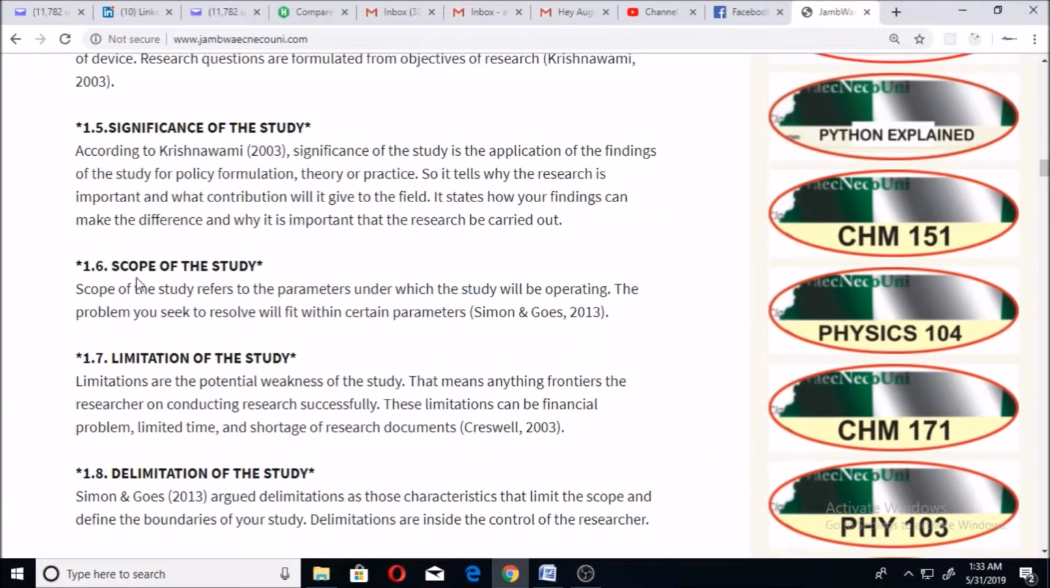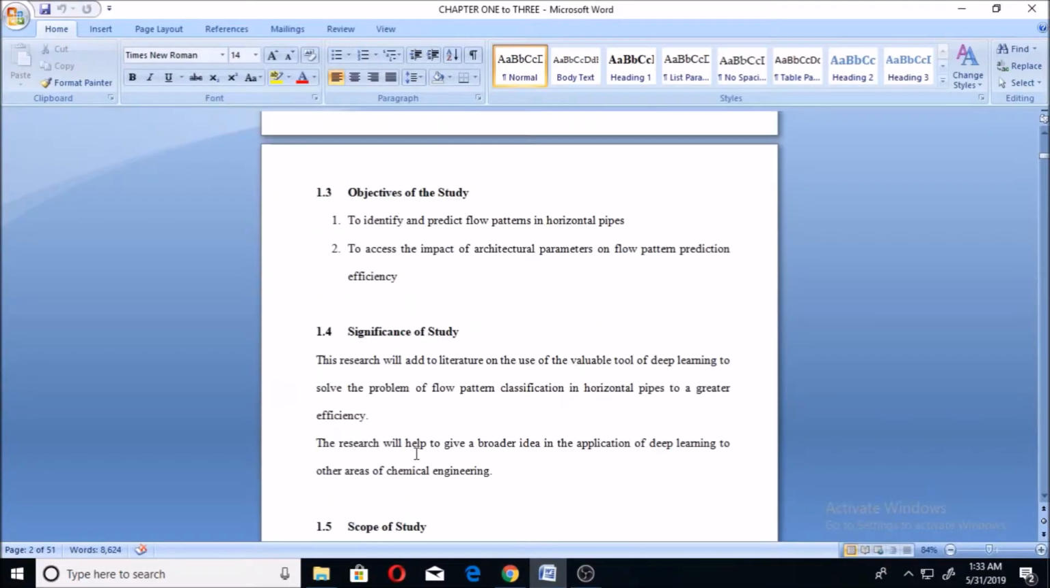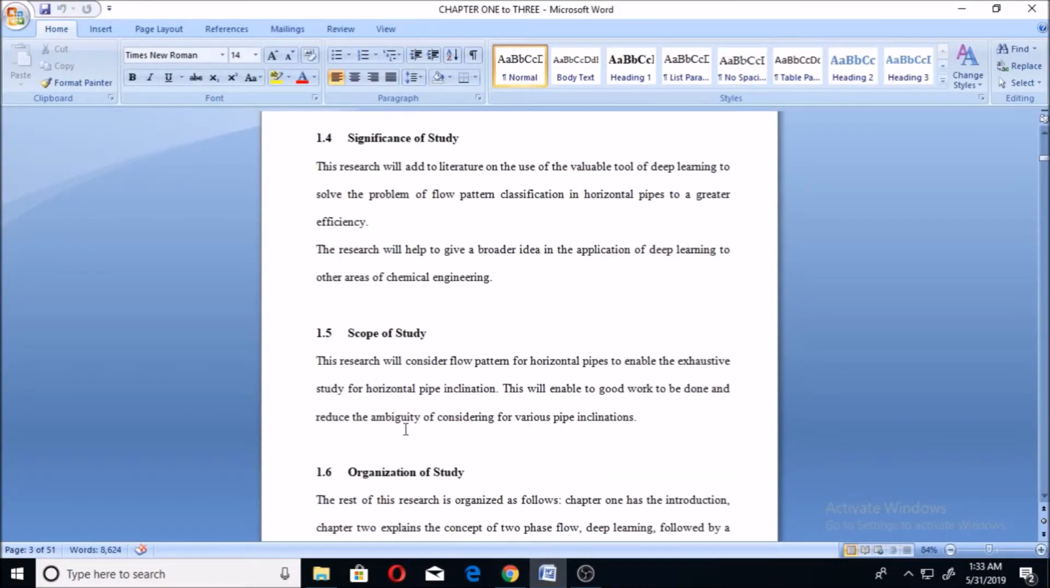Now, number 1.6, we have scope of the study. Scope, very important. Scope of the study refers to the parameters under which the study will be operating. The problem you seek to resolve will fit within certain parameters. So this scope is your limit. Here under scope of study for my research, I say this research will consider flow patterns for horizontal pipe. So I'm scoping it, I'm limiting it to horizontal pipe because you cannot actually have flow pattern for both vertical and inclined pipe. And this is in order to enable the exhaustive study of the horizontal pipe inclination.